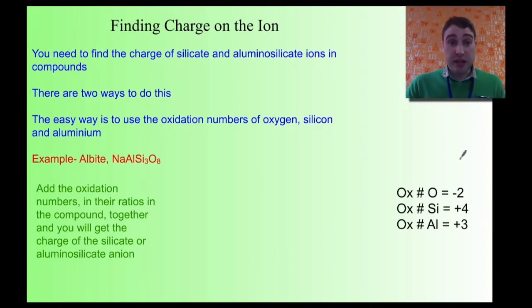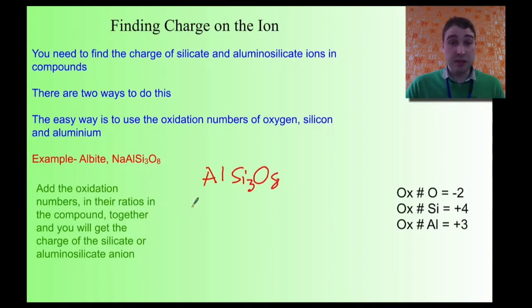So we're going to start with albite. We've got the formula down here of albite. We want to figure out the charge on its aluminosilicate. So what we're going to do is just focus on the aluminium, silicon and oxygen part of it. So we've got AlSi3O8, and we need to find what the charge is on that. So we're going to add up the oxidation numbers in the correct ratios, and what will be left over, our number at the end, will give us our charge.